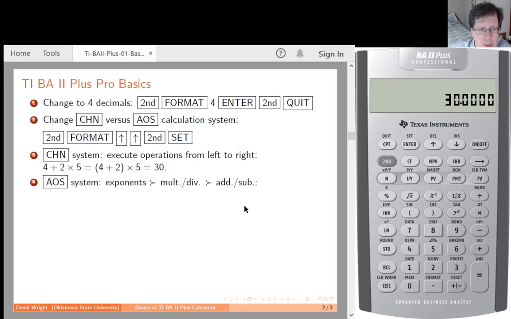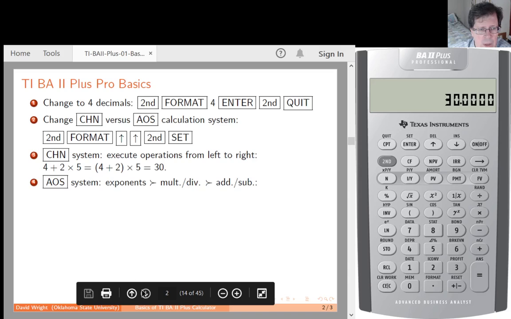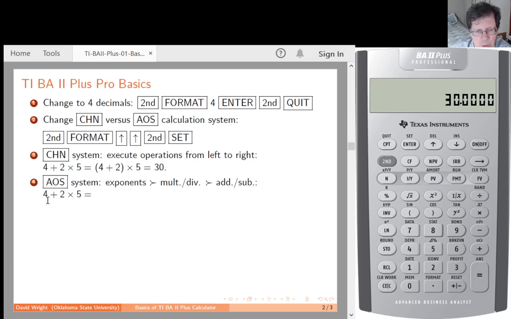So if we go back to our little example here, 4 plus 2 times 5, in the algebraic operating system, it will do the multiplication first, then the addition. And so let's just see how that works out. So I have to change it to AOS. I have to go find AOS. Then I have to say second set, second quit.